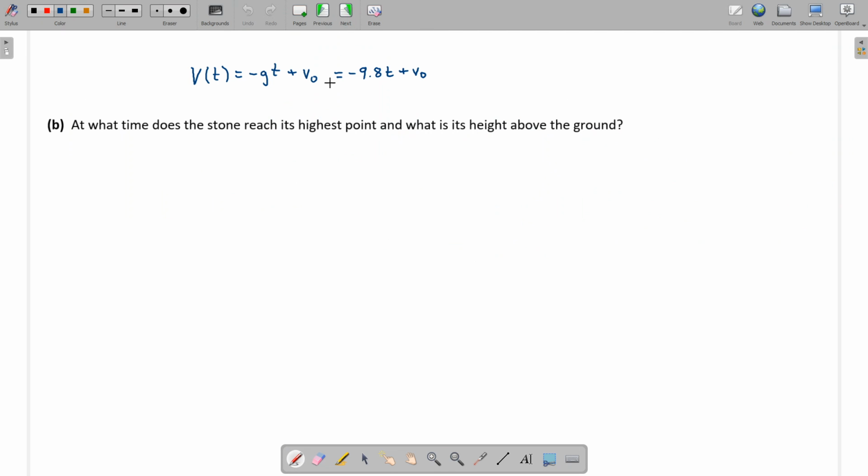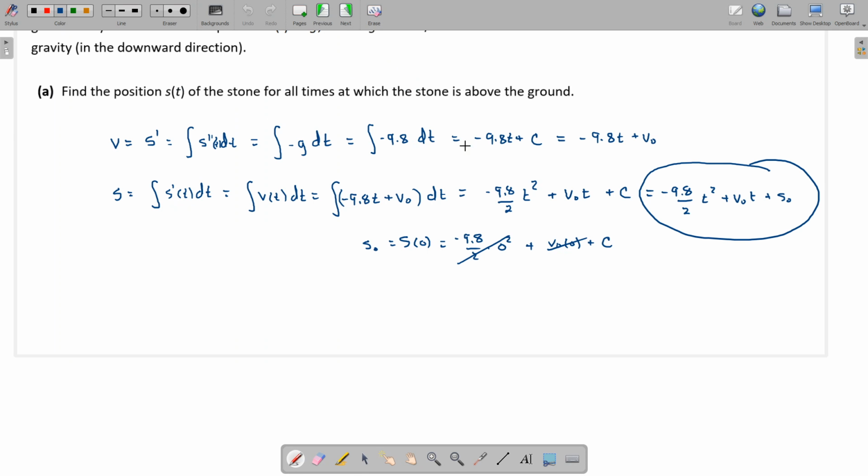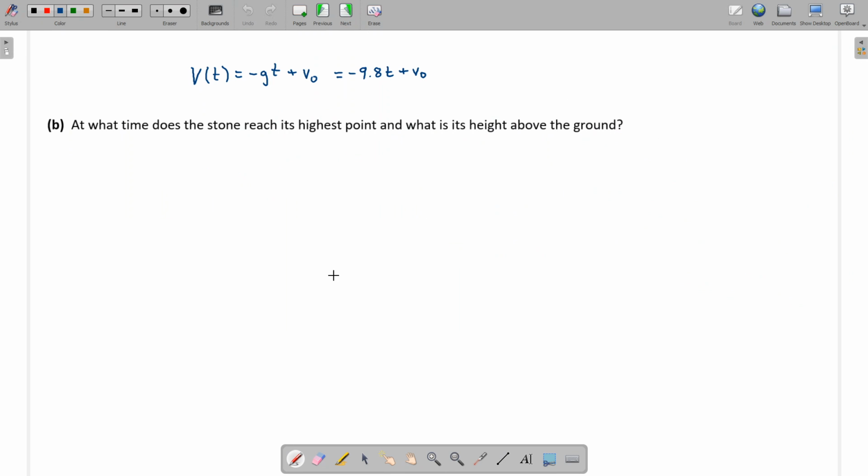All right, so let's go to part B. Part B says, at what time does the stone reach its highest point, and what is the height at that time? So there's a couple ways you could think about this. You could just look at the position function and say, hey, that's a parabola. And I know that it will reach its highest point at its vertex, and the vertex of a parabola would be when t is equal to negative b over 2a, meaning negative v naught over 2 times negative 9.8. So you could do it quickly like that, but let's take more of a calculus approach.